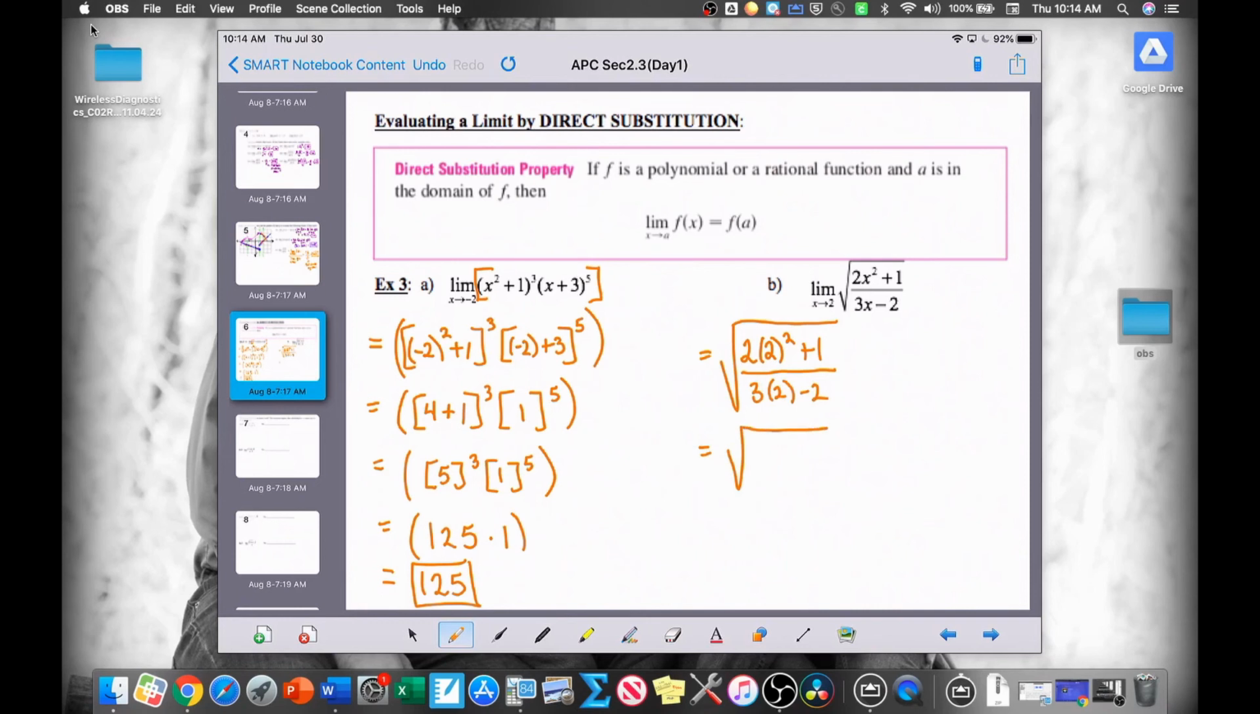Keeping in mind, we have to completely simplify our numerator and our denominator before we do any sort of division if we can. So in my numerator, 2 squared is 4, and then 4 times 2 is 8, and then 8 plus 1 is 9. And in my denominator, 3 times 2 is 6, and 6 minus 2 is 4. And now we can't divide 9/4, right? That doesn't reduce. However, 9 is a perfect square, and 4 is a perfect square. So now we can take the square root of the numerator and the denominator, and we get a result of 3/2.